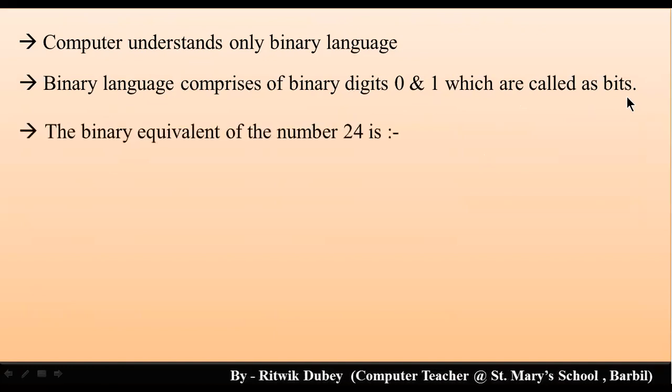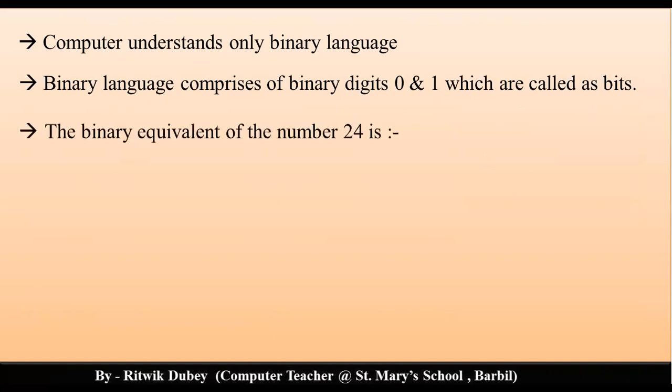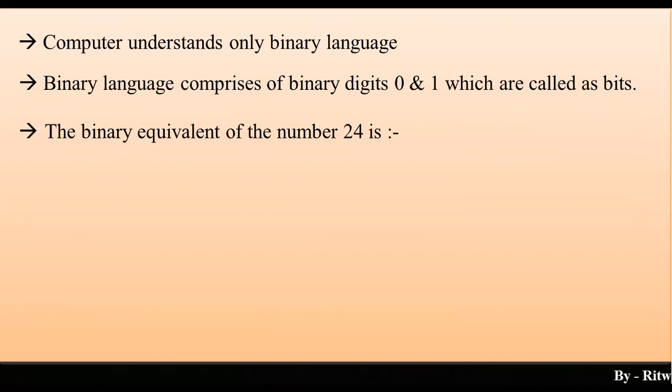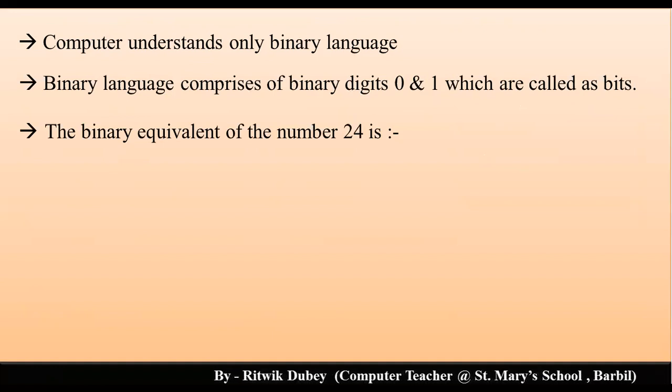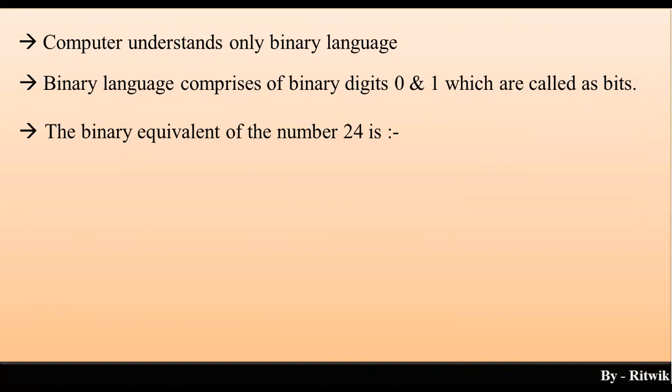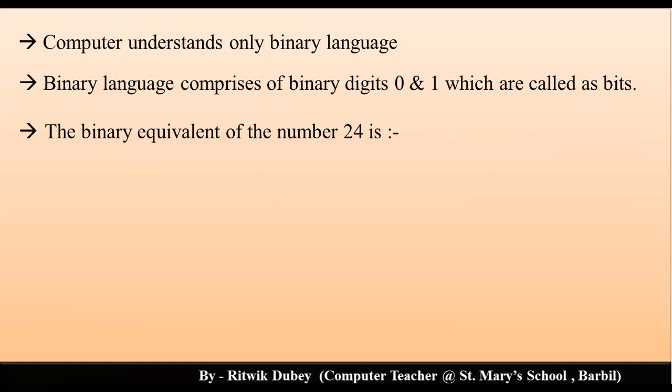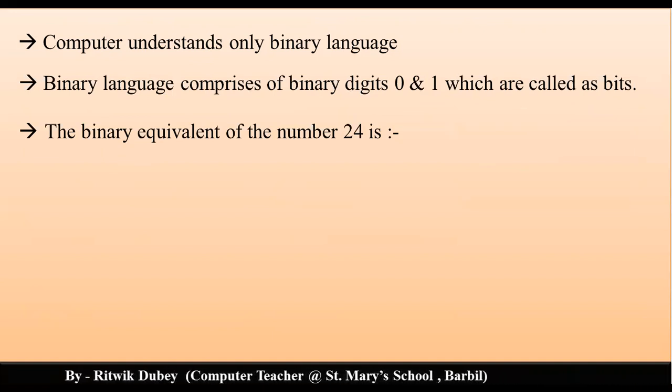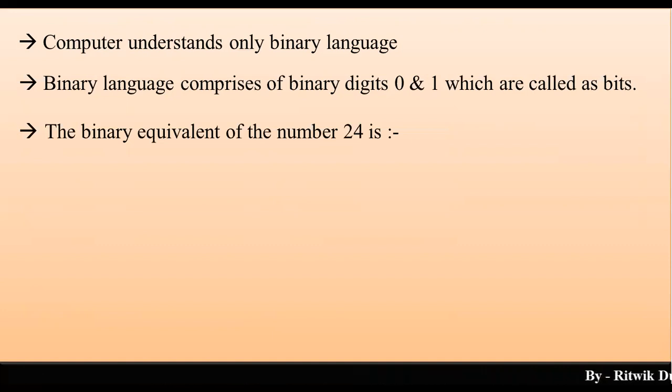Okay. Now, assume you have stored a number 24 in a variable of type byte. Suppose the data type of a variable is byte, you have written byte x is equal to 24. You have declared a variable x with data type byte, and the value that you have stored in variable x is 24. Now, what is the binary equivalent of 24?